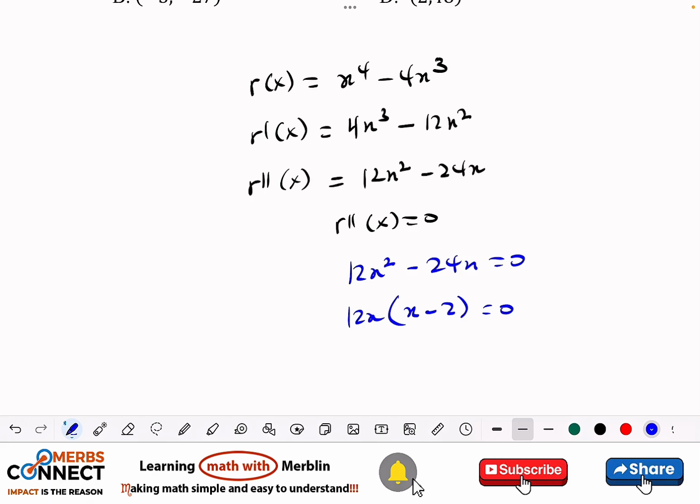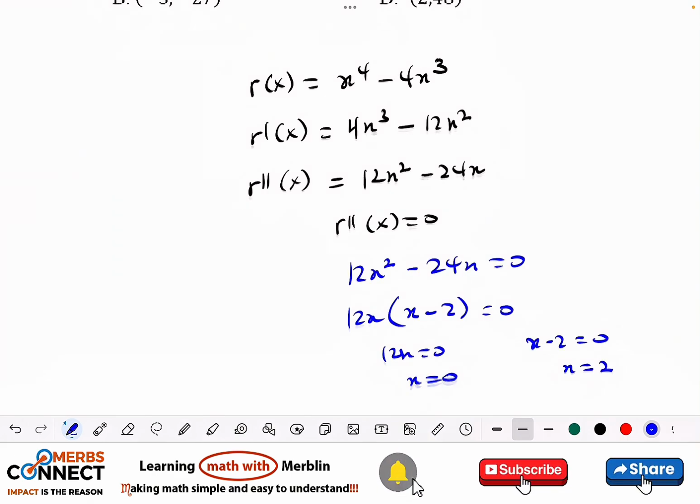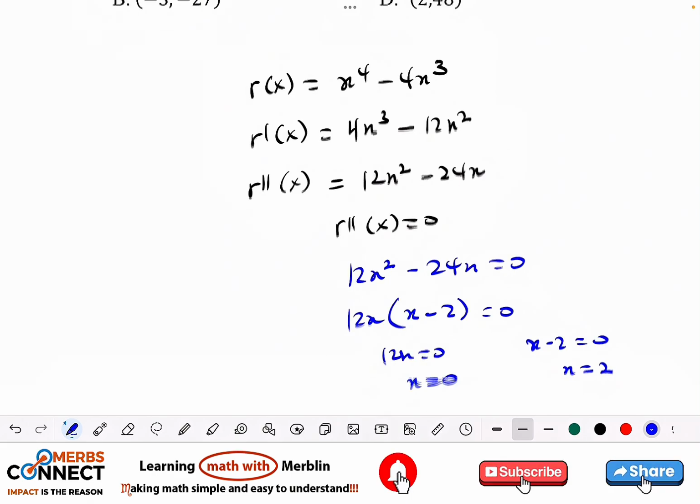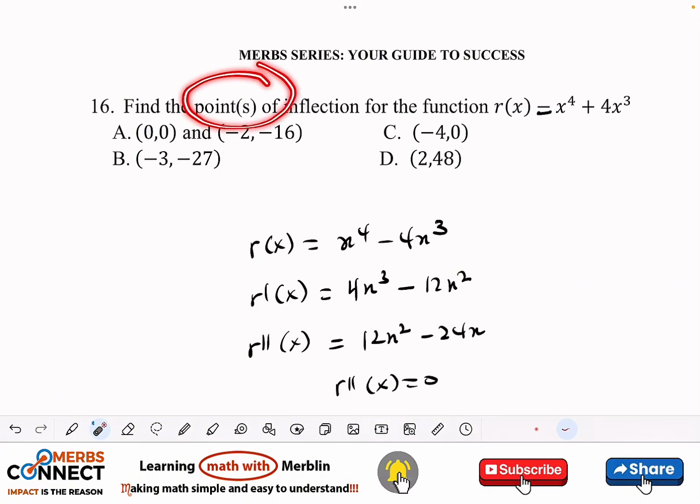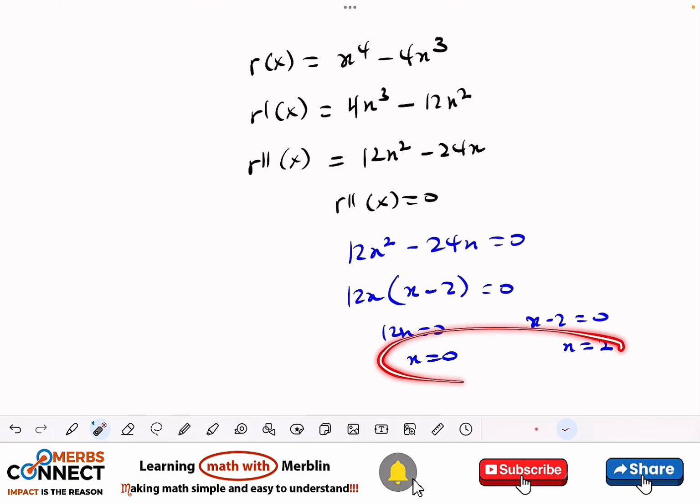So for the point of inflection, 12x is equal to 0 and x is equal to 0. x minus 2 is equal to 0 and x is equal to 2. So 0 and 2 might be the points of inflection, right? So that's basically what we need. So 0 and 2.